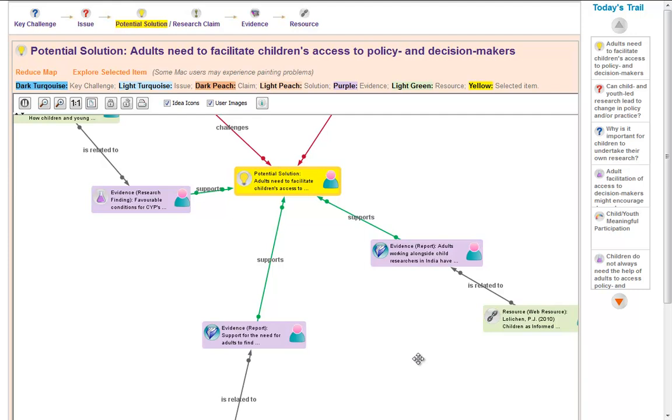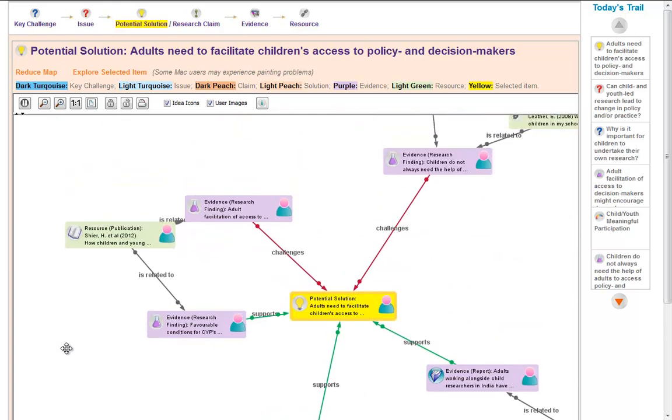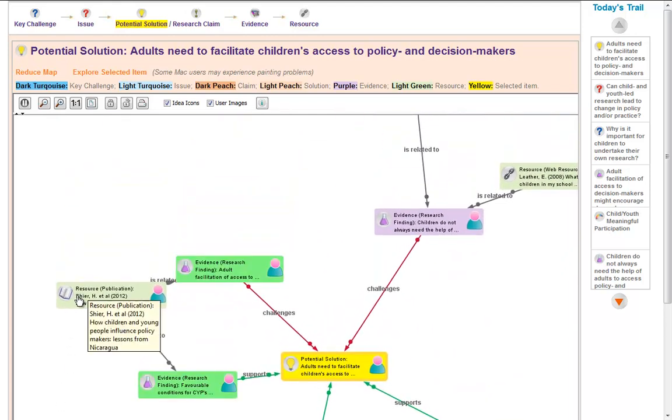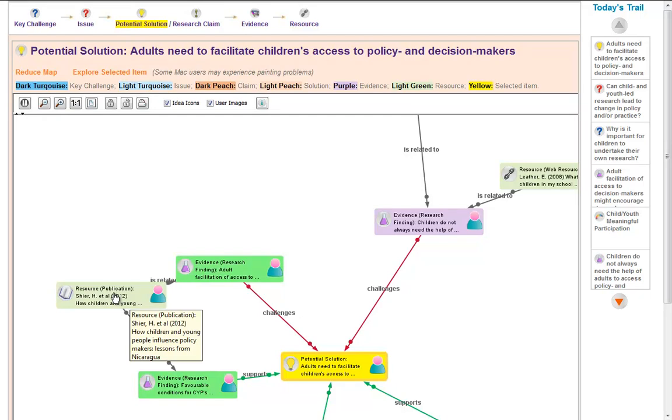And you can also see that attached to these pieces of evidence are one or more resources, where a resource in this case is a publication by Shear et al., and this publication is actually supporting both a challenging and a supporting piece of evidence, because in this publication they are actually exploring the debate around this topic.